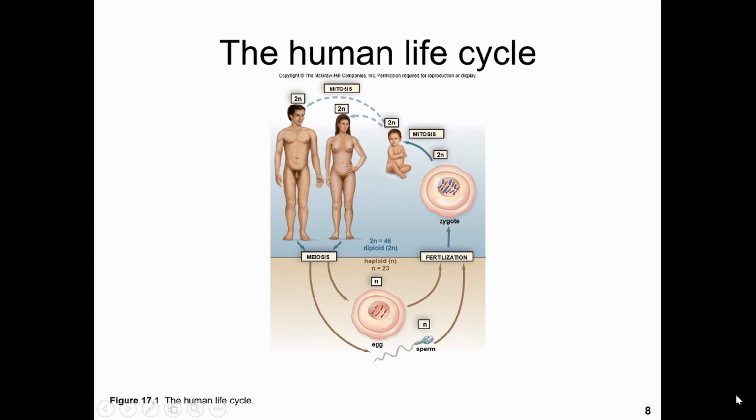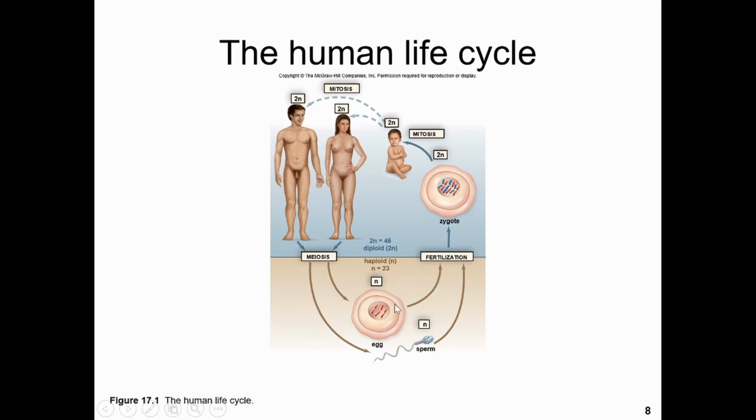So here we see the human life cycle. We have these two adults, male and female. They are both 2N, meaning the majority of their cells are going to be diploid. They form gametes, like this egg and the sperm. They form gametes through the process of meiosis, and each of these gametes, if we notice, is only N. We've gone from 2N to N only.